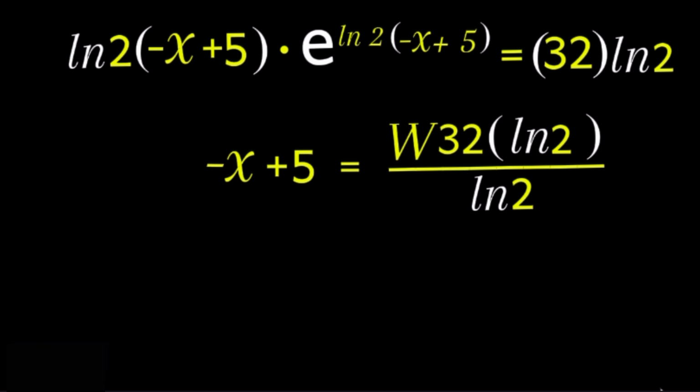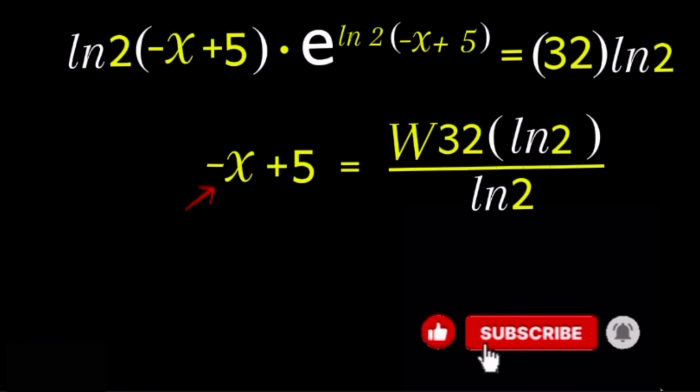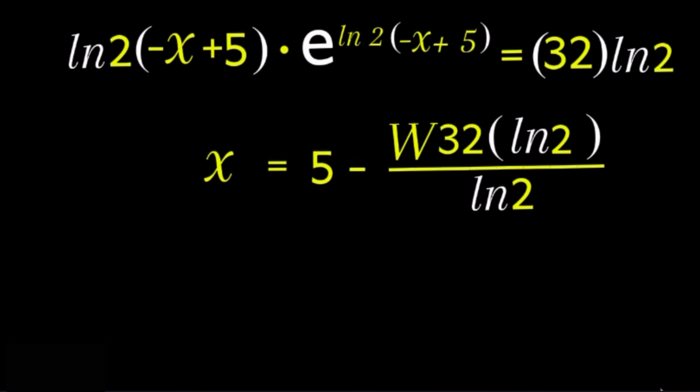And finally, we solve for x by moving terms around. So we get x is equal to 5 minus Lambert W of (32 natural log of 2) divided by natural log of 2. And this is our exact answer. Now, if you want a numerical value, you can approximate it, and you will get x is approximately equal to 1.716. And this is the final solution.